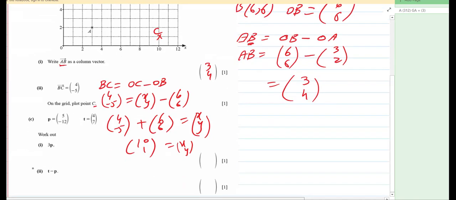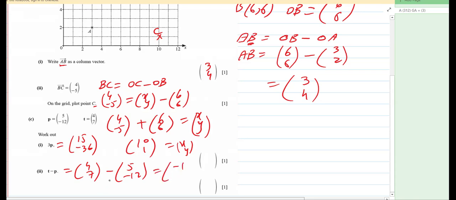The next one, this one is quite easy. 3p when p is given. That's super easy. Multiply each component with 3. 15, minus 36. And t minus p, again easy. 4, 7 minus 5, minus 12. So it is minus 1 and 7 plus 12, it will become 17. Okay. I hope you got this concept.